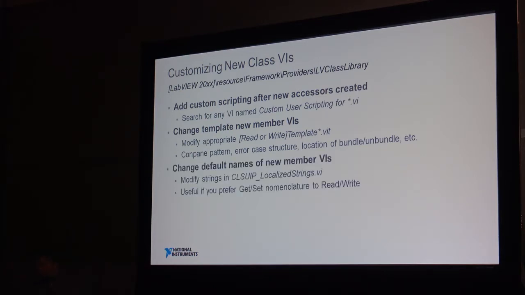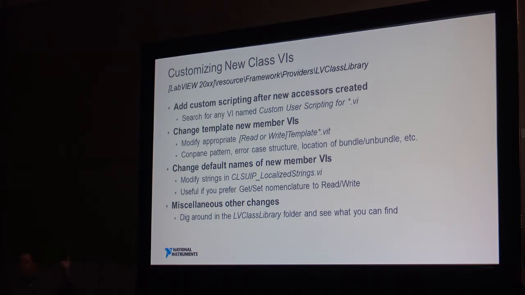Some people don't like how accessors are called read and write. Some people think that those terms feel more like hardware terms, and they would prefer their accessors to be called get and set. You can customize that so that your accessors are created with that name instead, or if you've got other words you want to use. Basically, just dig around in the LB class library folder and see what you can find. Most of it is not password protected. The things that I mentioned here are good starting points, but there are several other things you can customize as well.